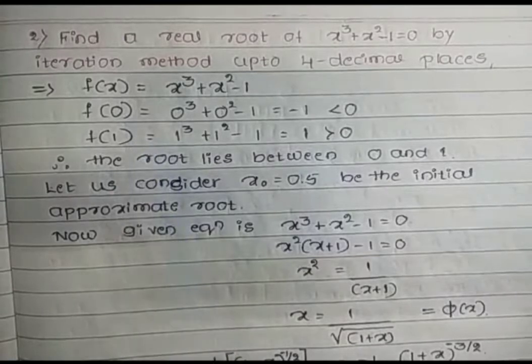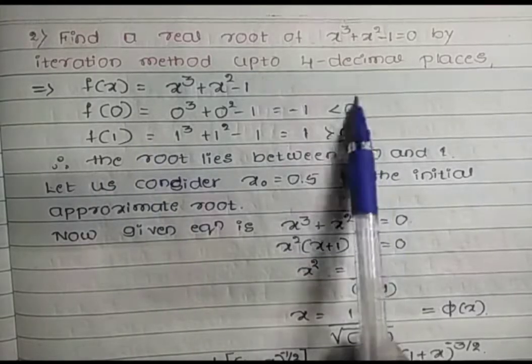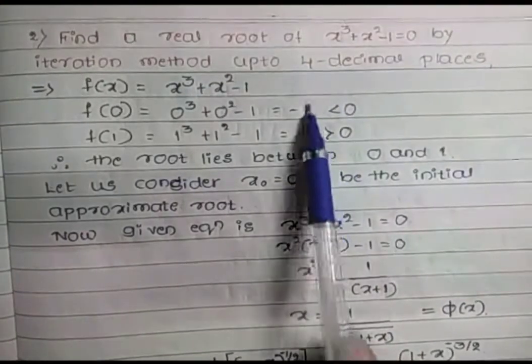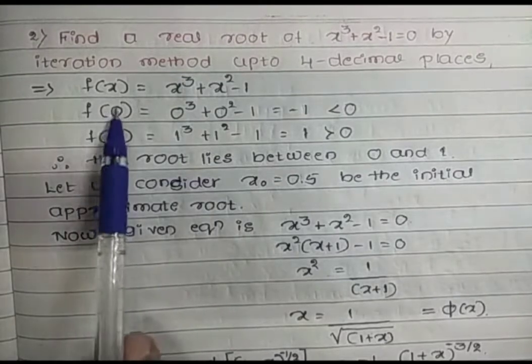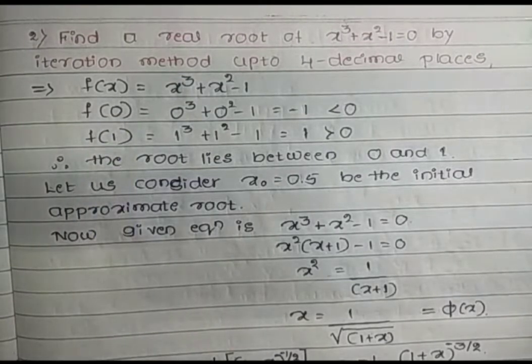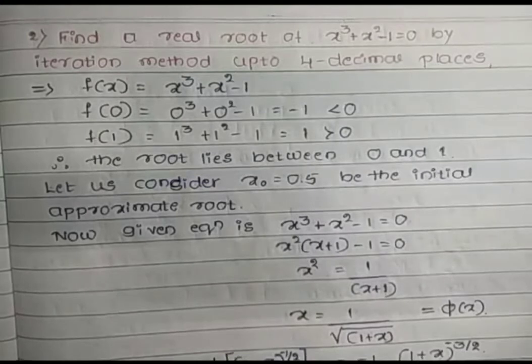Further, substitution of f of 2, f of 3, f of 4 is not required here, because one negative and one positive value we have got. So therefore, the root lies between 0 and 1. It means whatever root we get will be within 0 and 1, more than 0 and less than 1. One particular root we will get for this given algebraic equation.